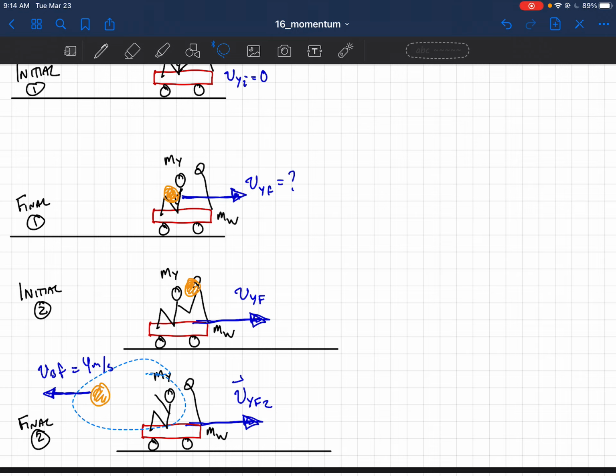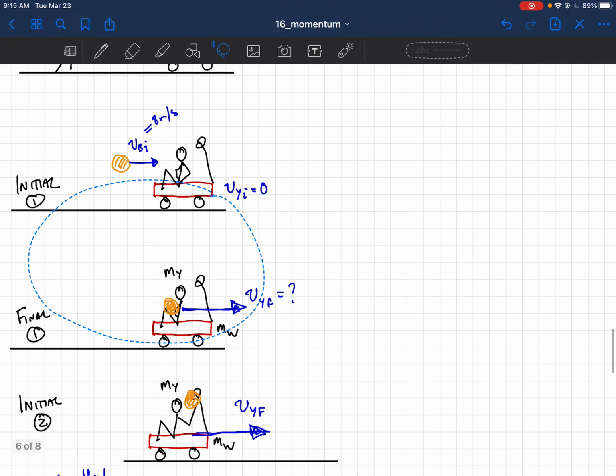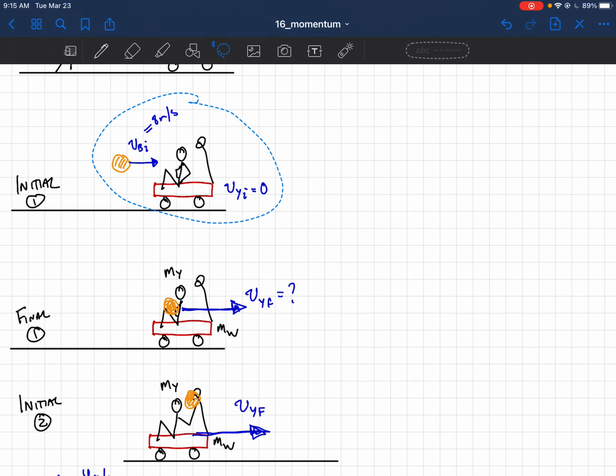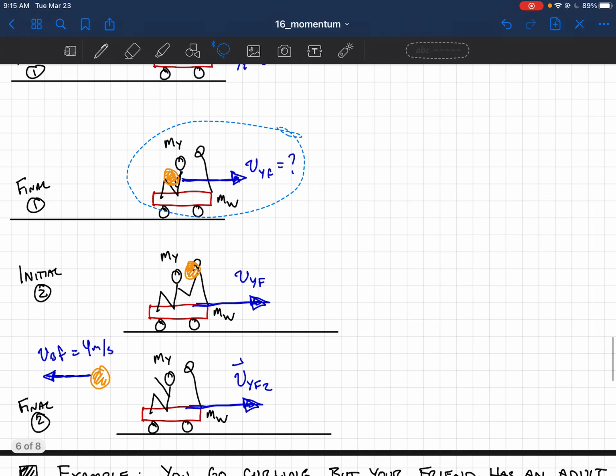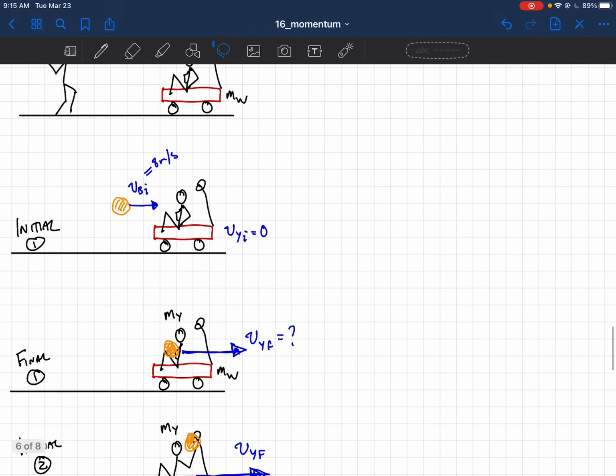So that's, I don't know what you call that, anti-collision? I'm not sure. But in between, there's something that happens. That's what we mean by initial and final pictures. And what we can do is we can apply conservation of momentum here, and we can apply conservation of momentum here. So we should be able to relate the initial velocities of the objects in this picture to the final velocities of the objects here, and the initial velocities of the objects in this picture to the final velocities here. So we have sort of 2 objects, the ball and you in the wagon.